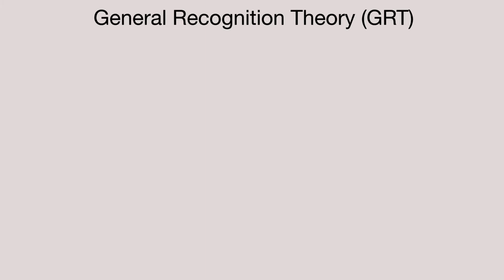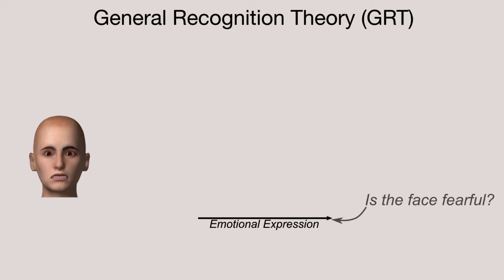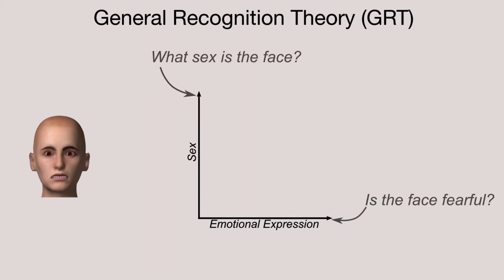GRT inherits assumptions from signal detection theory, like the assumption that there is variability in the perceptual effect of a single stimulus. For example, imagine that you repeatedly present this face of a female with a fearful expression to a participant. Let's suppose that the x-axis here represents emotional expression, with neutral at the left and fearful at the right, and the y-axis represents sex, with one end representing male and the other end representing female. Each dot represents the combined effect of the stimulus in the two-dimensional space of face emotion and sex, which can be summarized by a bivariate Gaussian distribution.